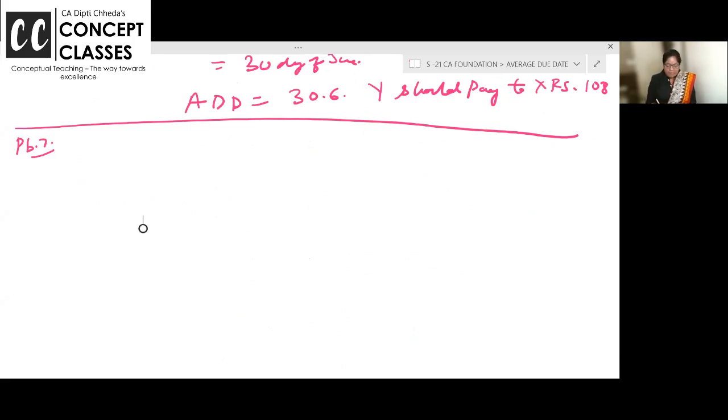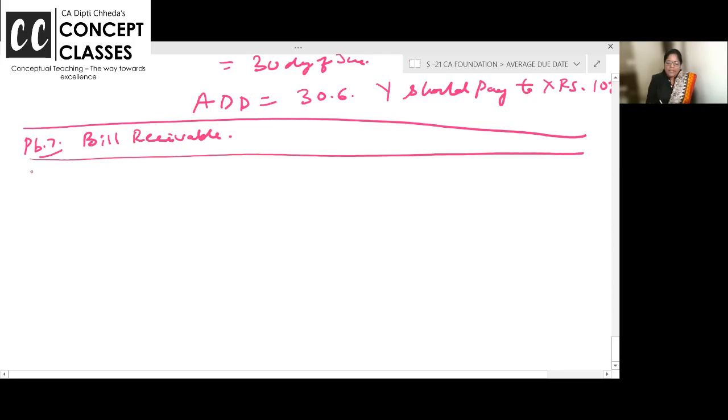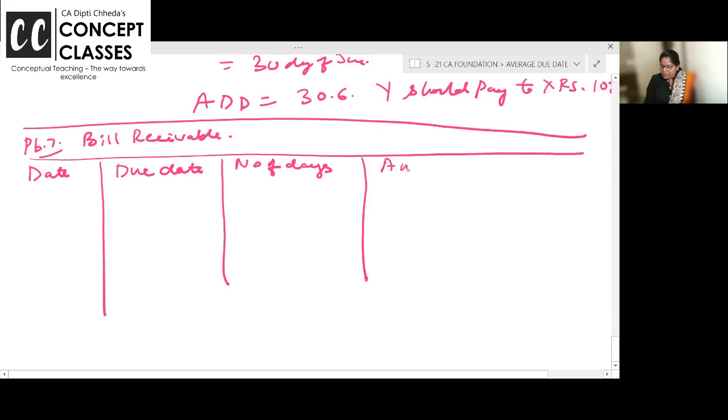First we will take bills receivable. Let us take bills receivable, and make the table as I say. First, write the date of the bill, then the due date, then calculate the number of days from the base date, then write the amount, and then the product. Some books write the amount first and then the number of days. Okay, let us take down 1st of June 19, 5th of June 19.